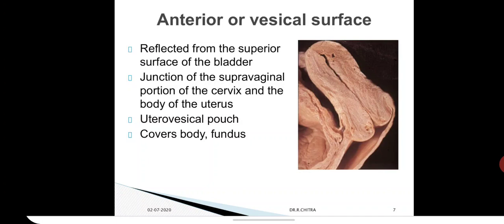See, which is the anterior surface related in front to the urinary bladder. So this surface is called the vesical surface. This is covered by the peritoneum. From the superior surface of the bladder, the peritoneum is reflected, you see. It is reflected to the supravaginal portion of the cervix, then to the body of the uterus. So the gap between these two is the uterovesical pouch. Then this peritoneum covers the body and the fundus.